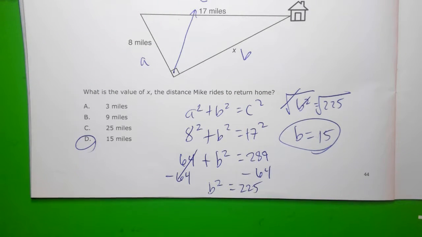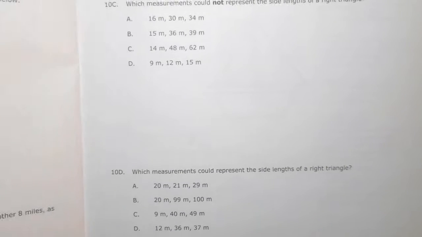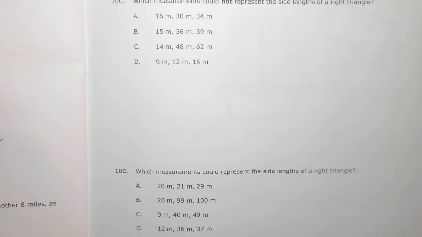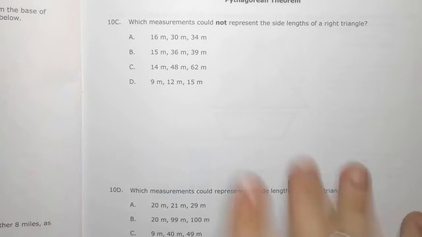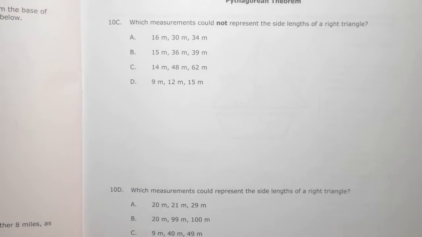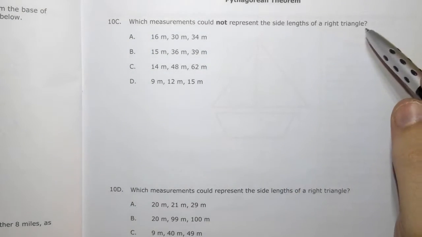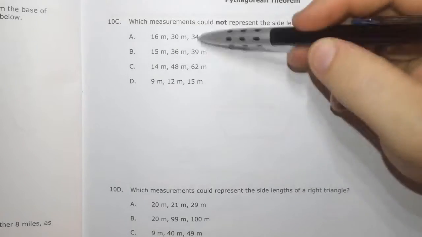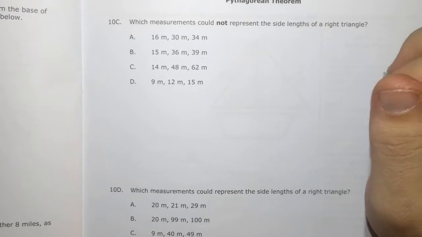I'm going to let you do 10C and 10D on your own. Actually, I'm just kidding, I take that back. I actually want to do 10C and 10D with you because some of the students don't understand. They understand how to do the other problems we just did, but this one's confusing to them. This one says, which measurement could not represent the side lengths of a right triangle? So basically it's giving you the lengths A, B, and C. You have to see if they work.